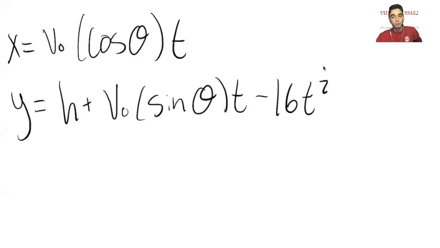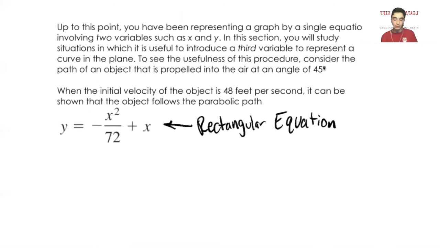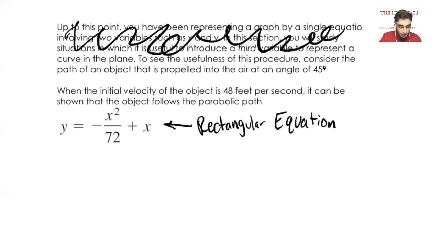So let's move on to just a quick little warm up to get us into the mindset. So consider the path of an object that is propelled into the air at an angle of 45 degrees. When the initial velocity of the object is 48 feet per second, it can be shown that the object follows the parabolic path. This is a rectangular equation that they give us.